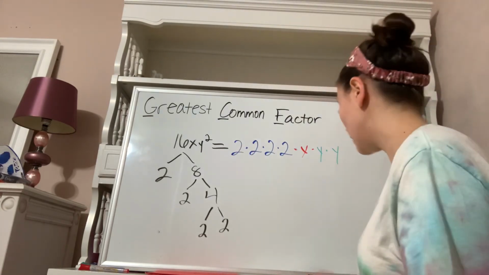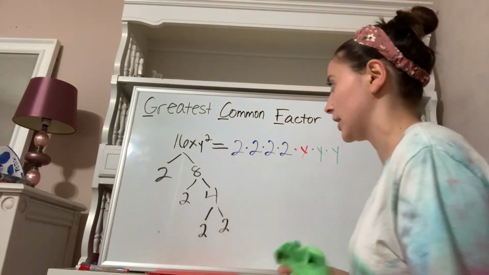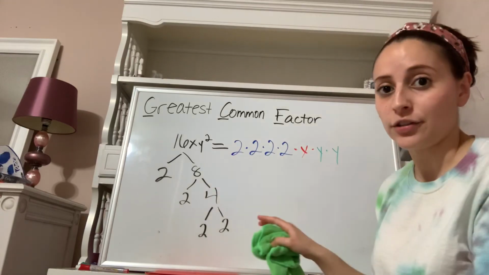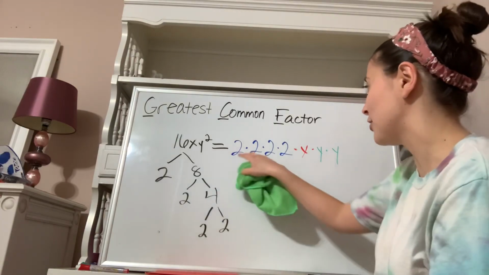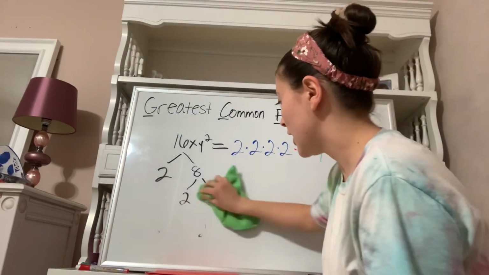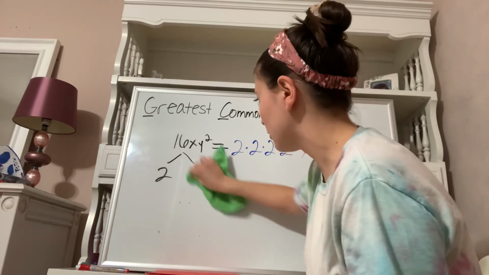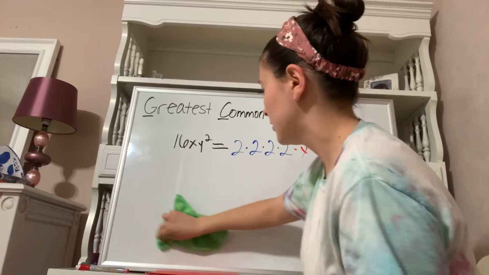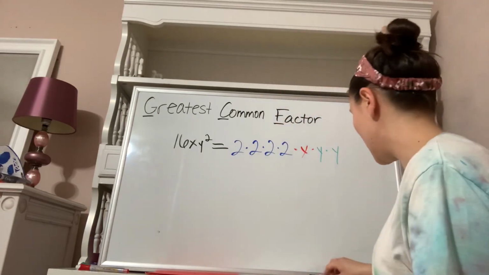Okay, so now we broke up the prime factorization of 16xy squared. So these are all of the factors, not the greatest common factor. These are just all of the factors. So now let's go through and do the prime factorization of our 30xy.